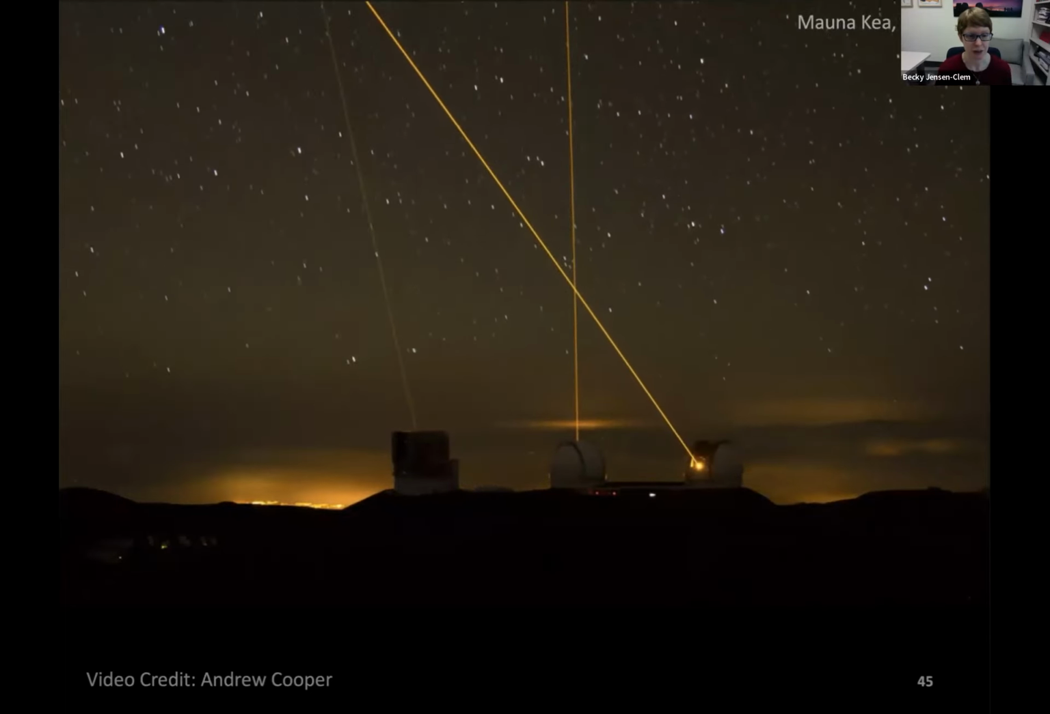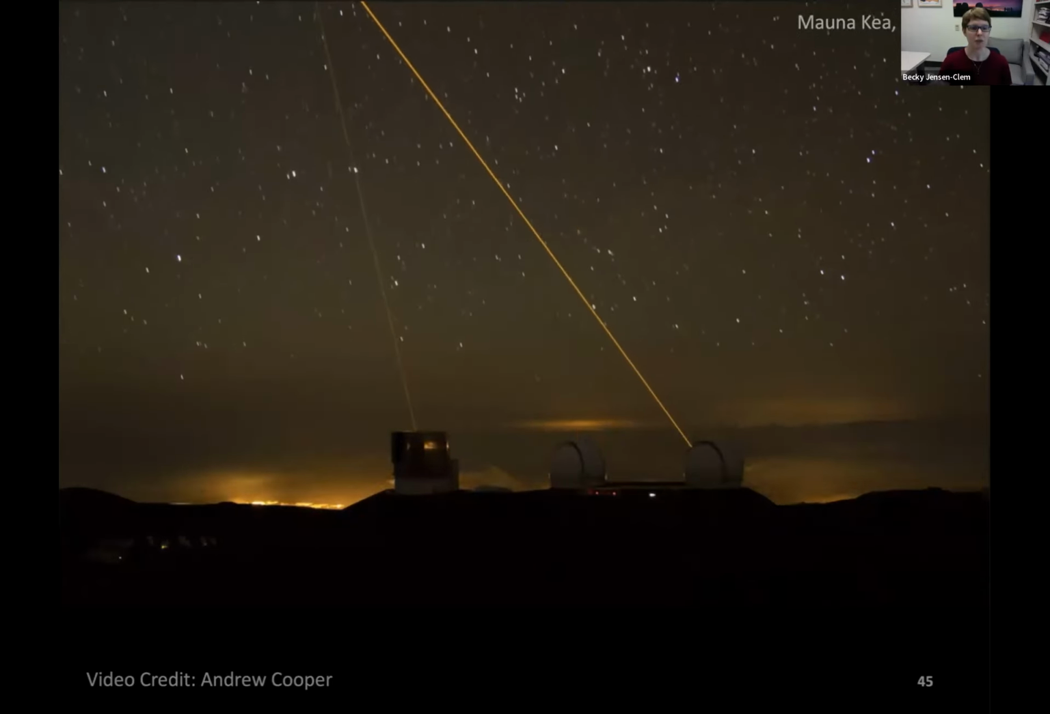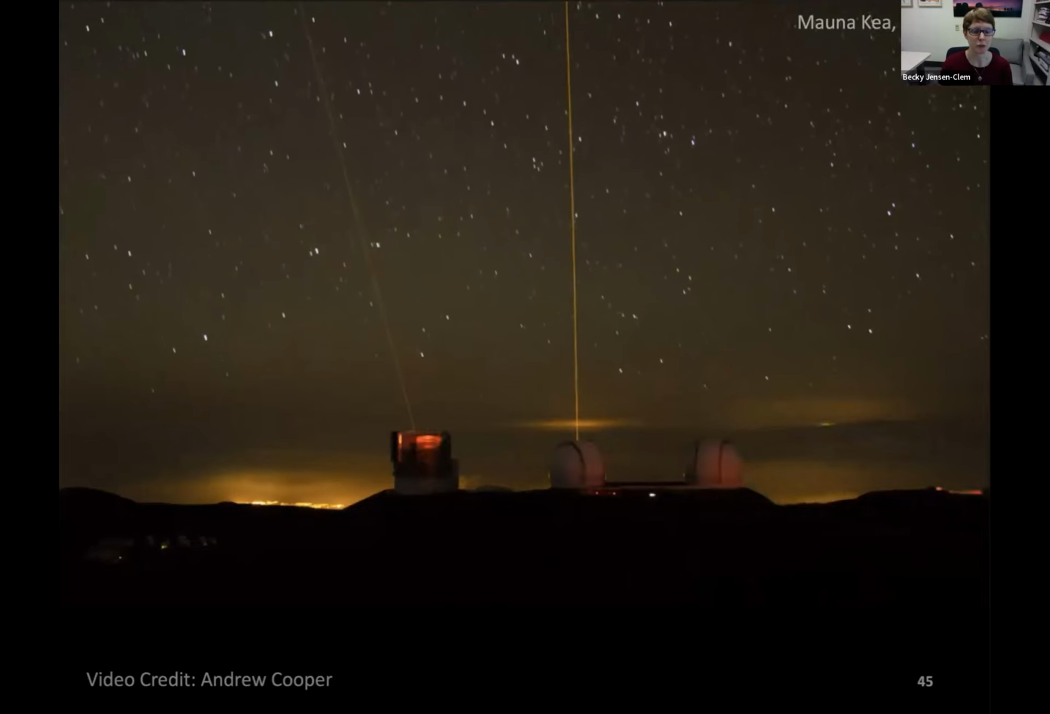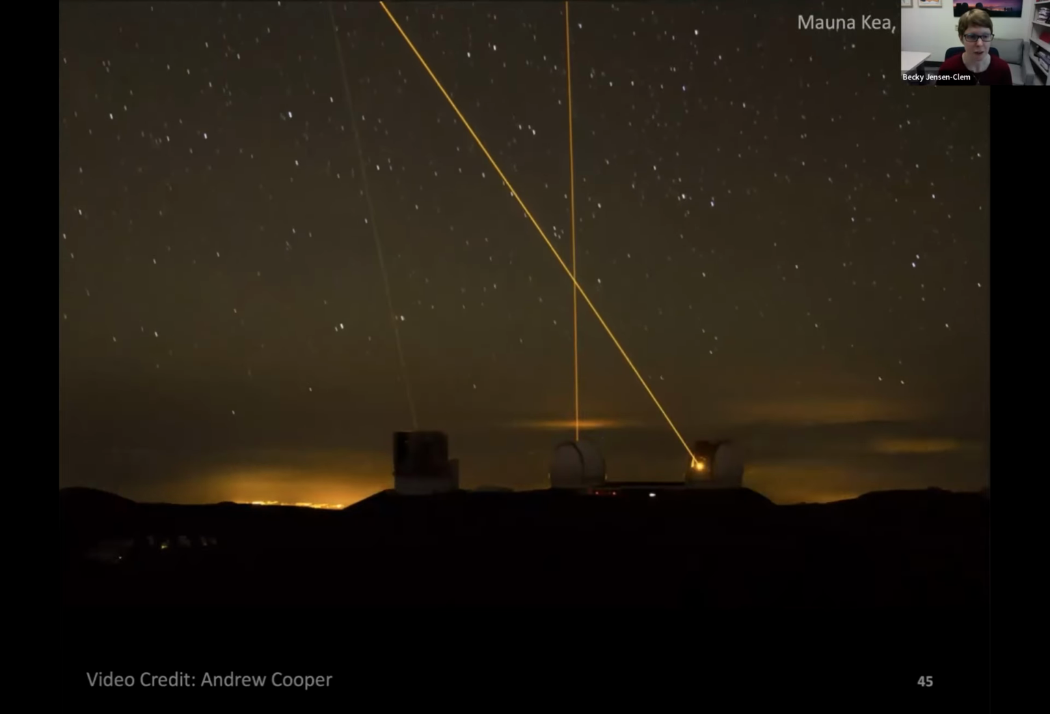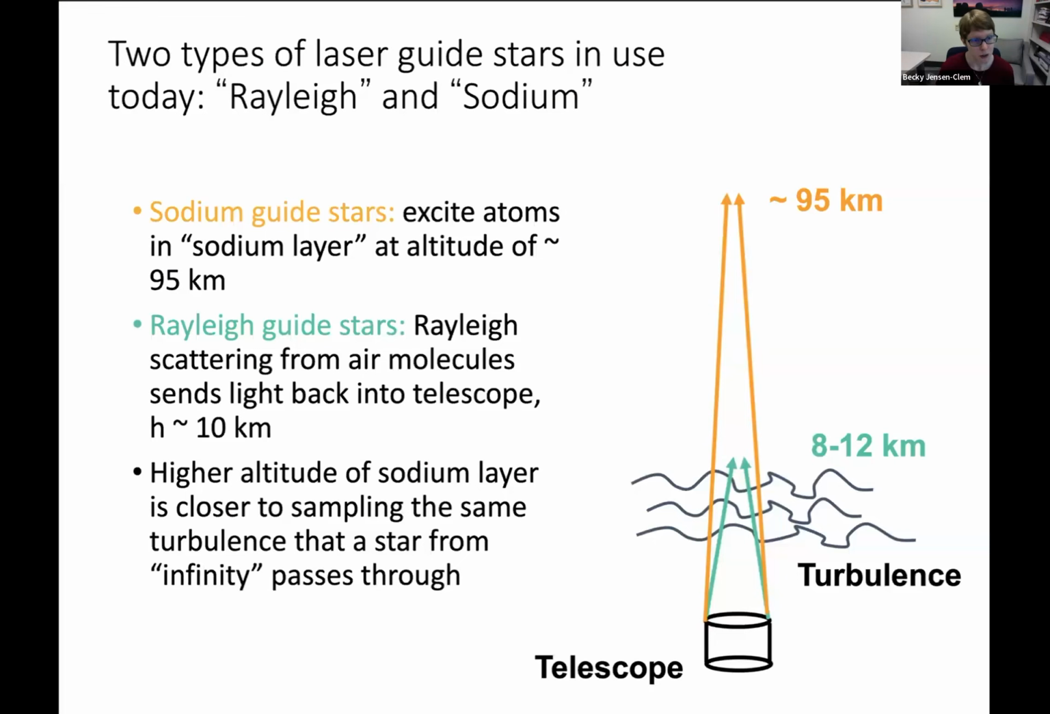So that's a situation in our field where you might want to use laser guide star AO to extend the range of stellar brightnesses that you could use in your search for companions. There are 2 types of laser guide stars that are currently in use. They're Rayleigh and sodium. So the sodium guide stars, all 3 of the ones that I just showed in the previous video are examples of sodium guide stars.